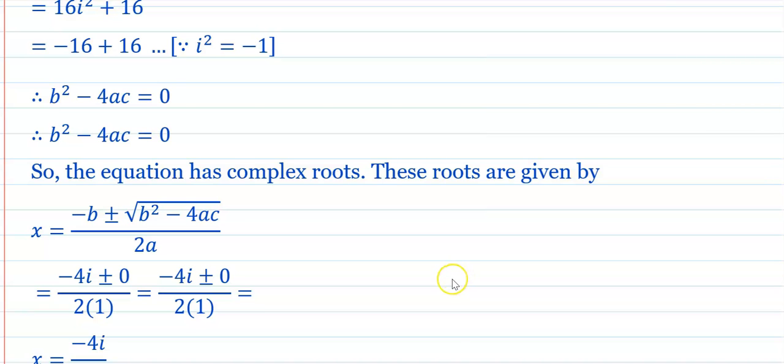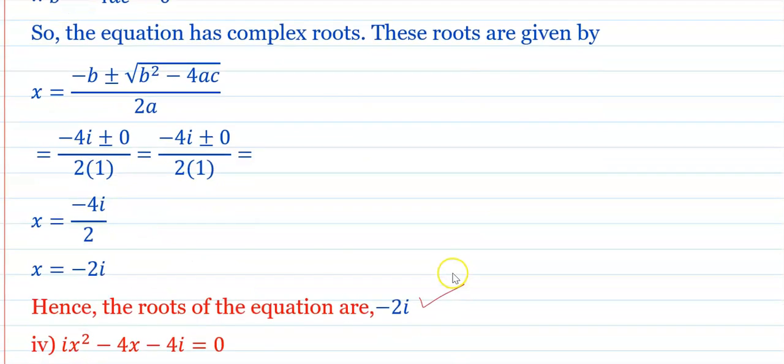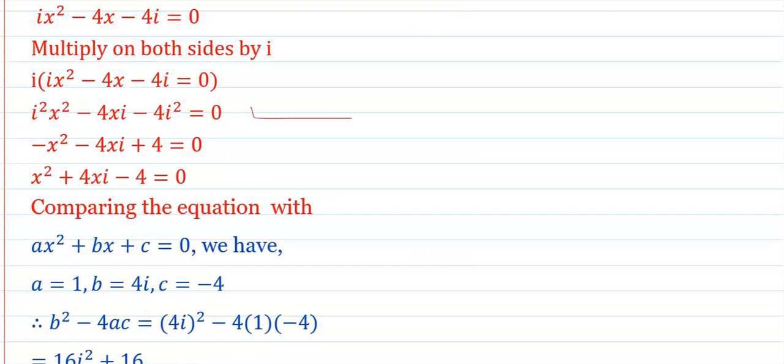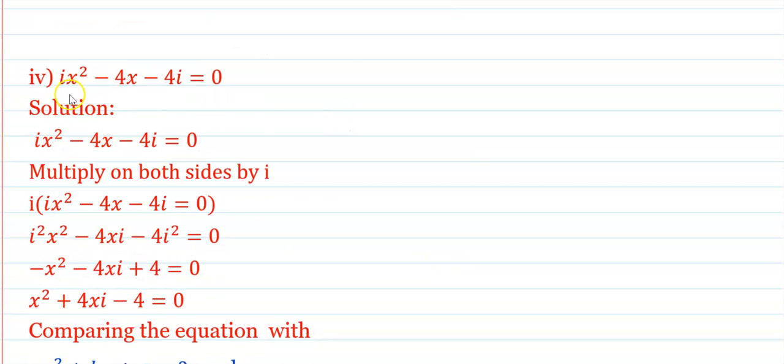Okay, now the next question. Now the problem number 4: ix² - 4x - 4i = 0. The solution: multiply on both sides by i, then you will get i(ix² - 4x - 4i) = 0. Now here, i into i² x² - 4xi - 4i² = 0.